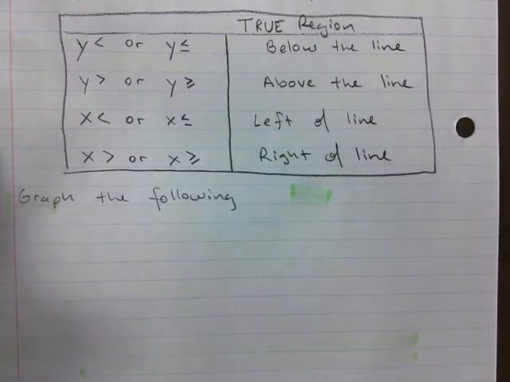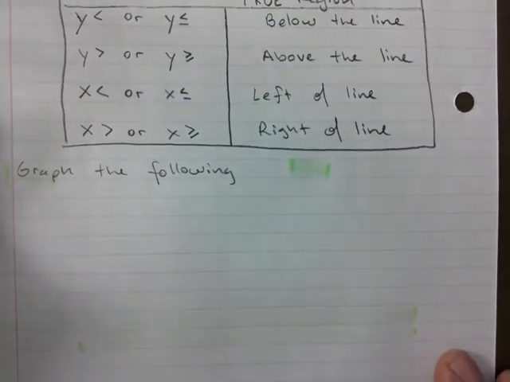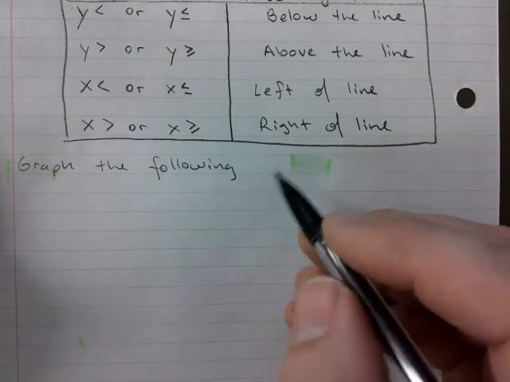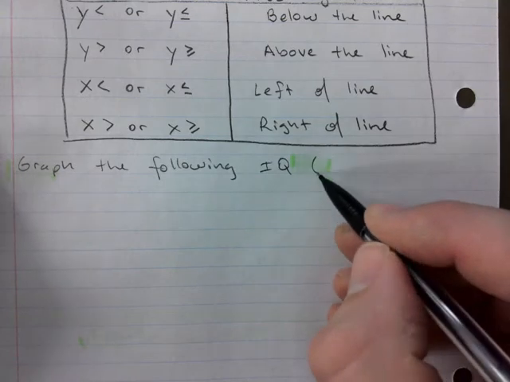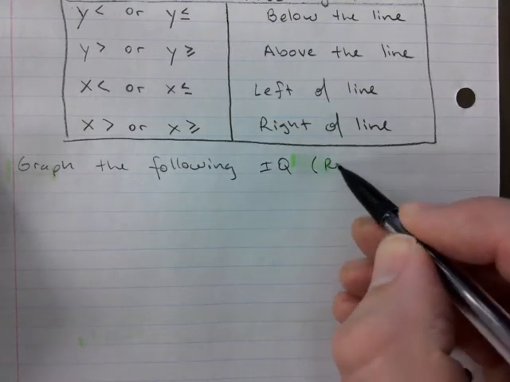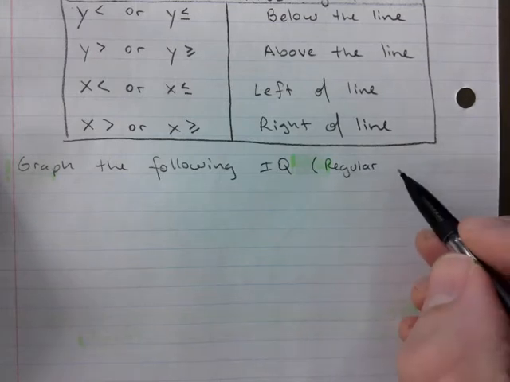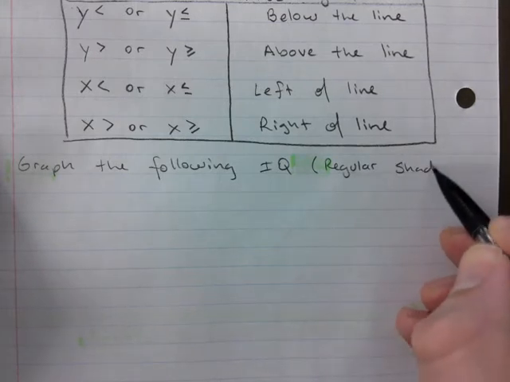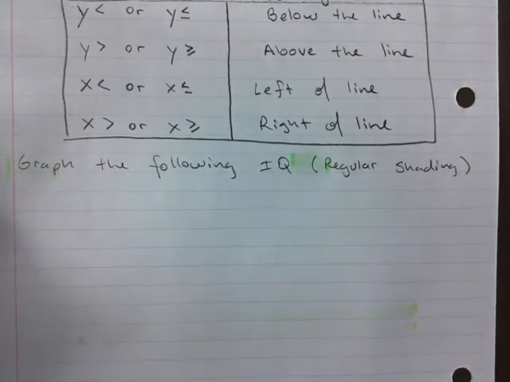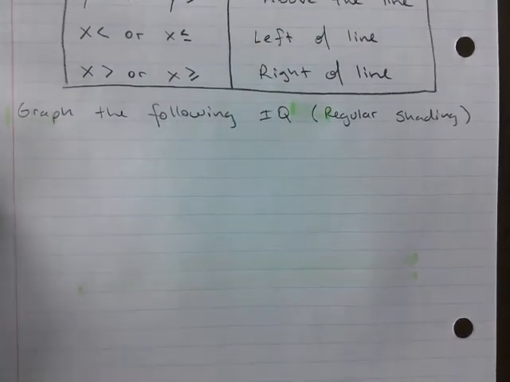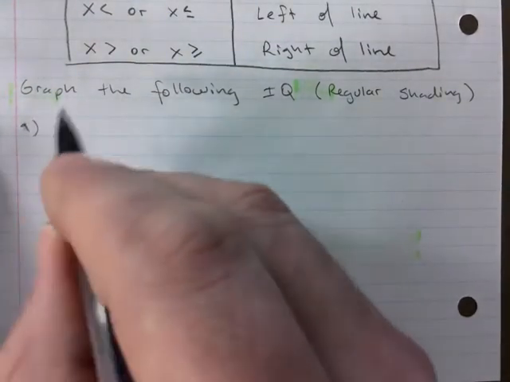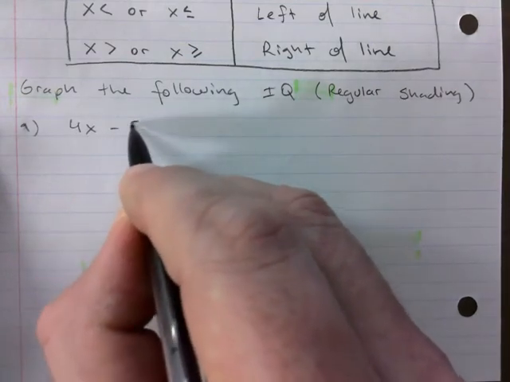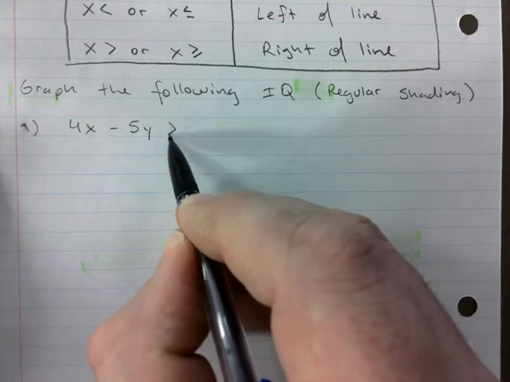If you only have a couple lines left, I would suggest you start a new page, because we're going to graph and do a bunch of rewriting and stuff like that. Graph the following inequalities. Now you're happy that I changed it to IQ, right? Because it's always going to happen. And we're going to assume we will use regular shading. If you're ever not sure, just ask me, and I will tell you how you can always be sure to get it right. So the first one is 4x minus 5y is greater than 10.